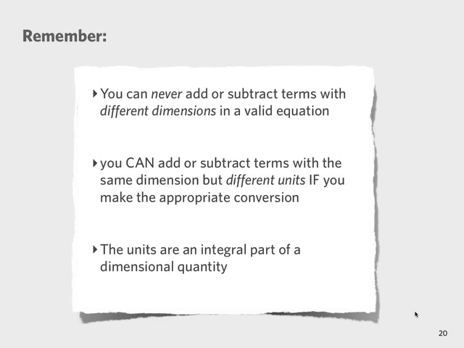You can add or subtract terms that have the same dimension but different units if you make the appropriate conversion. For example, if you're making a budget for a trip, you can add dollars and euros if you make the conversion from euros to dollars first before adding, or from dollars to euros. They're the same dimension, the dimensions of currency in this case. Okay? And finally, the units are an integral part of a dimensional quantity. That's why it's very important to carry your units always in the calculations.